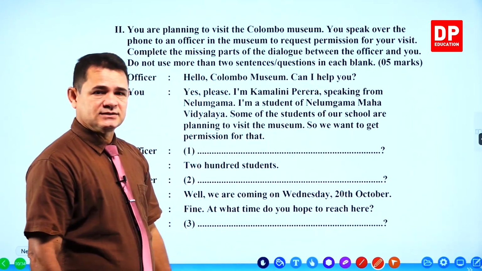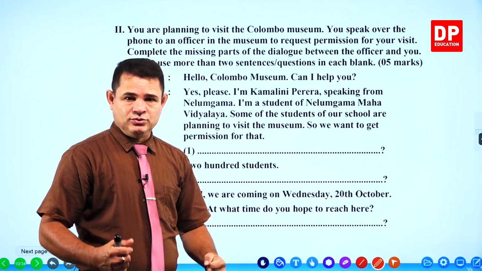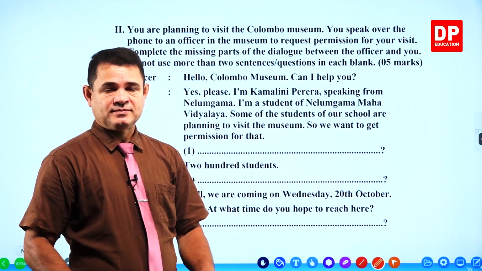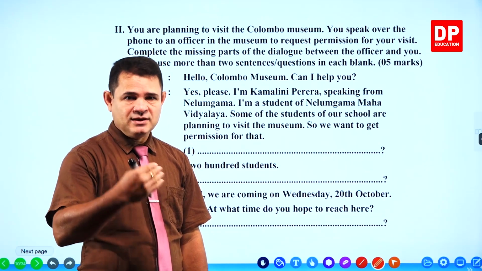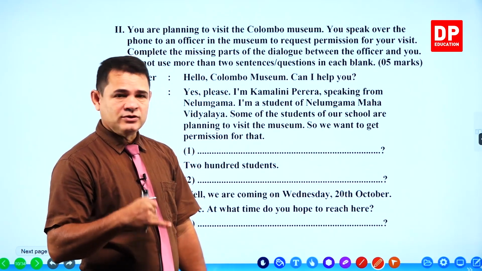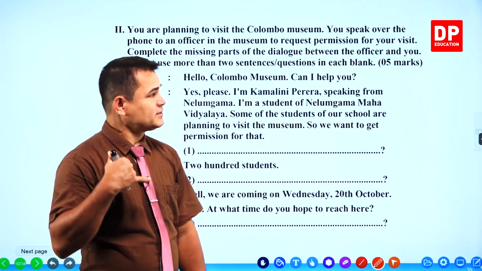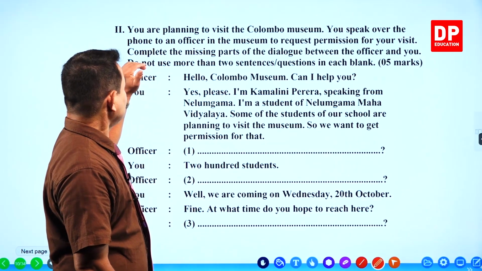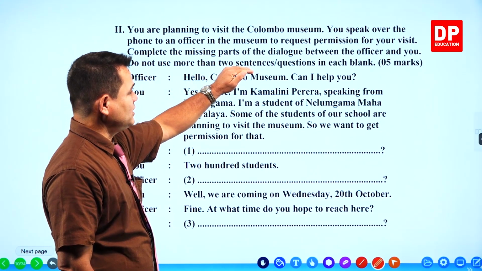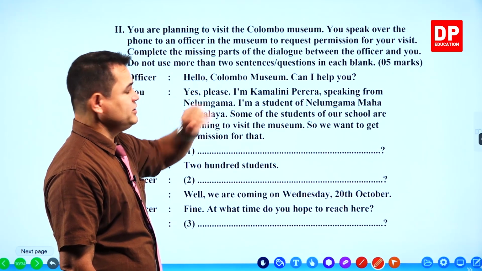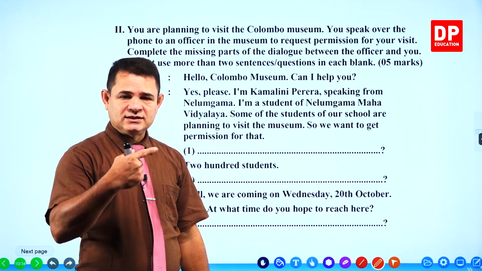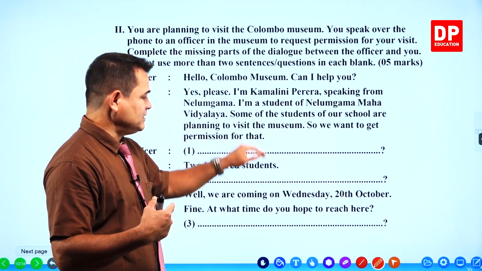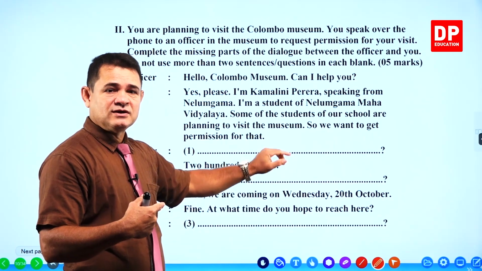For your visit. So you can't, as you wish, you can't go and see that. But before going there, you have to get the permission. යන්න කලින් අපි අවසර ලබා ගන්න ඕනේ. So now you are doing it over the phone, giving a call. Complete the missing parts of the dialogue between the officer and you. එහෙනම් ඒ නිලධාරියා සහ ඔබ අතර වෙන දුරකථන සංවාදය. මෙතන තියෙනවා එකේ කොටස් අඩුයි. You have to complete it.